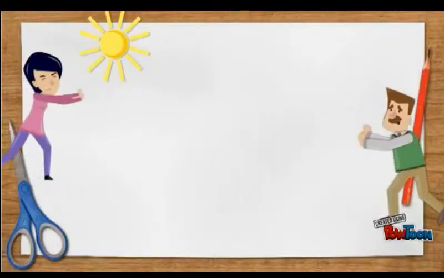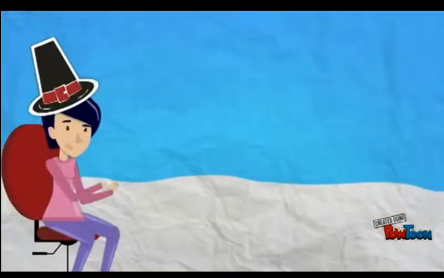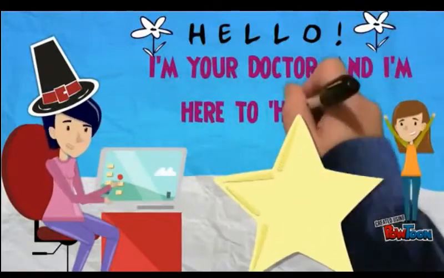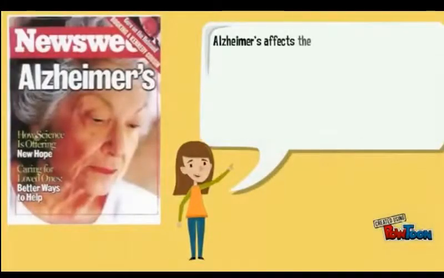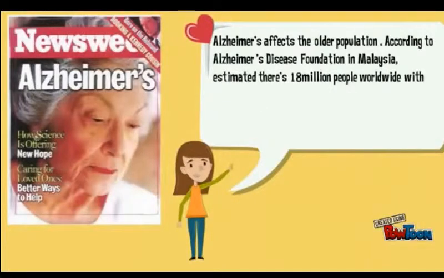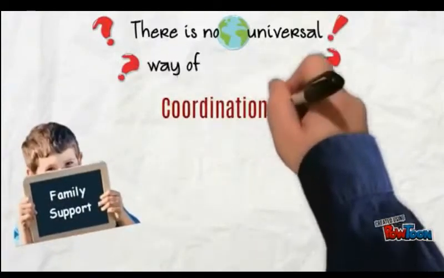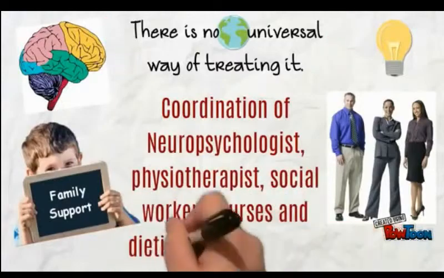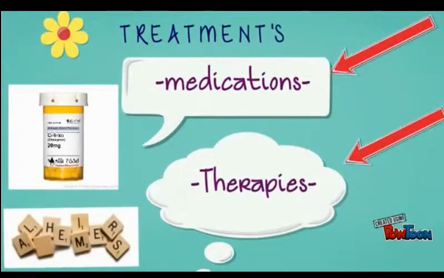So, what are the treatments for Alzheimer's? Hello, I am your doctor and here to help you. Alzheimer's affects the older population, and in Malaysia there are about 50,000 who have Alzheimer's. We need all of these people in treatment. The treatment provides medications and therapies.